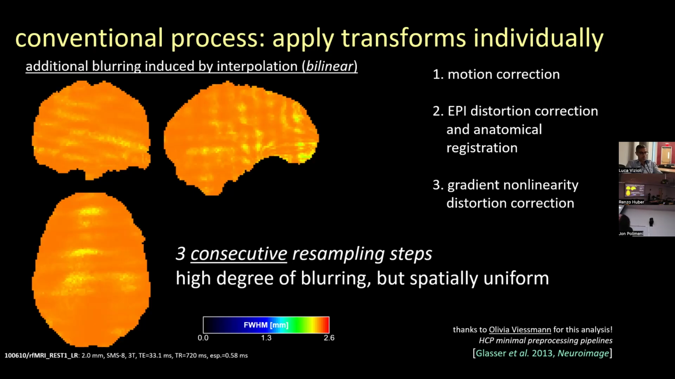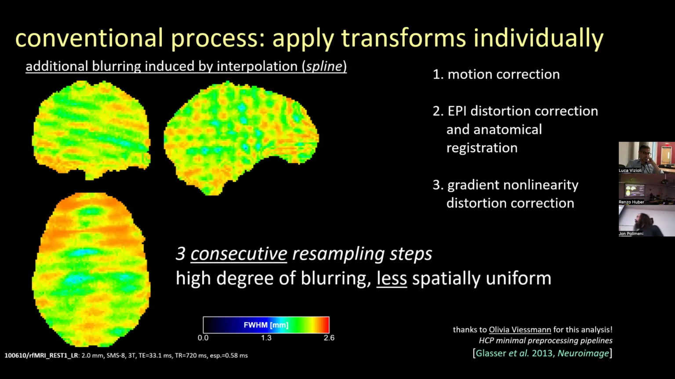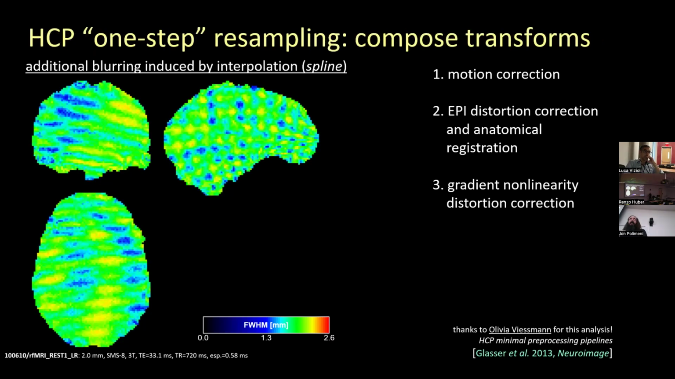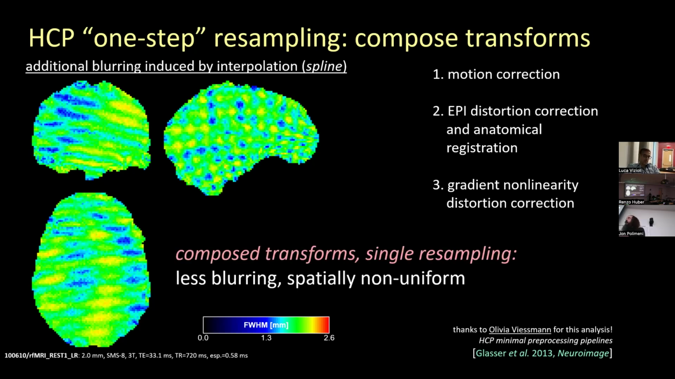And if we do three consecutive steps of resampling, we interpolate the data three times, which introduces a lot of blur across these fMRI data. Now, we can mitigate this somewhat by using a higher order interpolation. It doesn't get rid of the problem, but it does reduce the blurring quite a lot. Now, I think that a best practice approach, advocated by the Human Connectome Project in a paper that I was involved with over a decade ago, is to compose these transformations mathematically. So again, we compose them so that we can perform a single resampling, which reduces the amount of blurring.